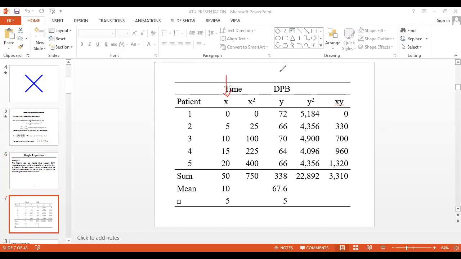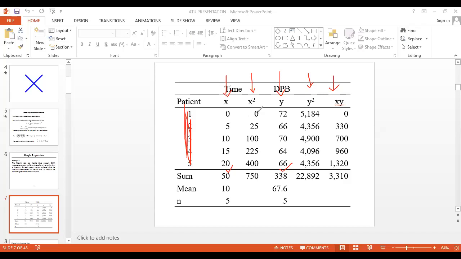X and then Y. So like I explained, anytime you are given the data, you should have additional 3 columns. This is just a patient number, patient 1, 2, 3, 4, 5, so this one doesn't count in the calculation. So you first create your X squared, Y squared, and then XY. You always have to have these 3 columns. X and Y will always be given, so you create the additional 3.